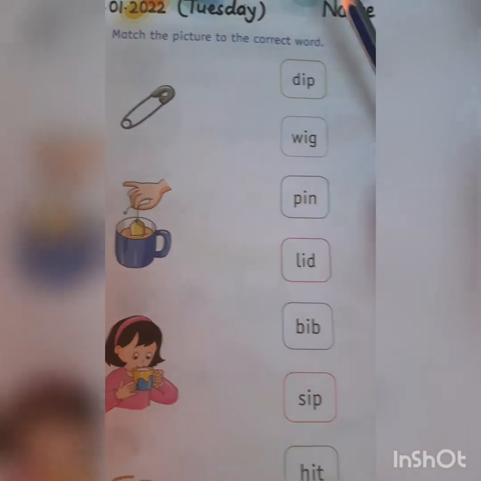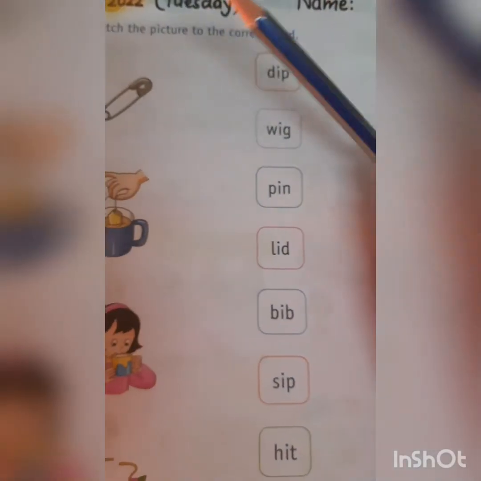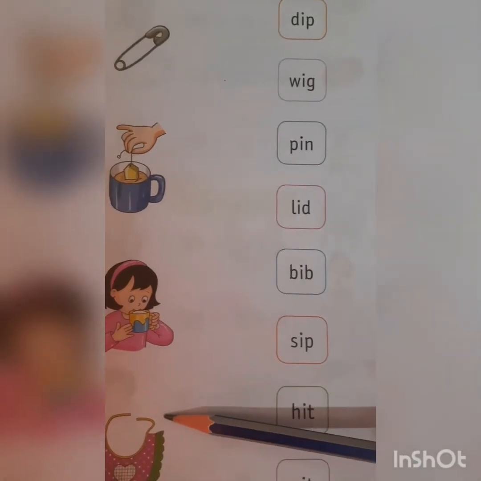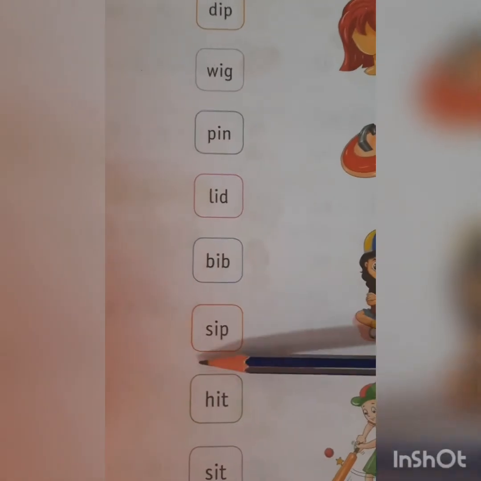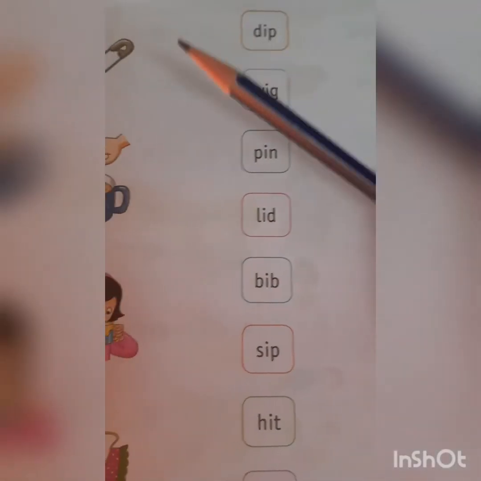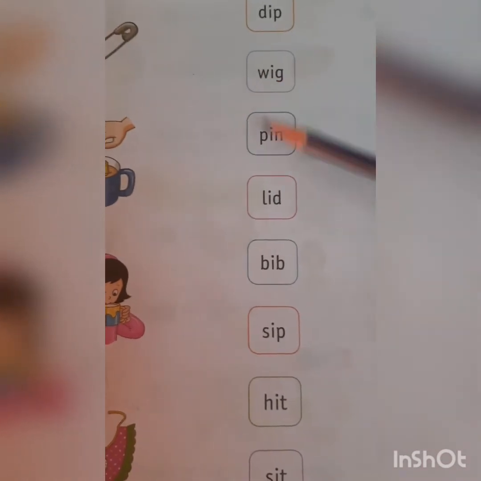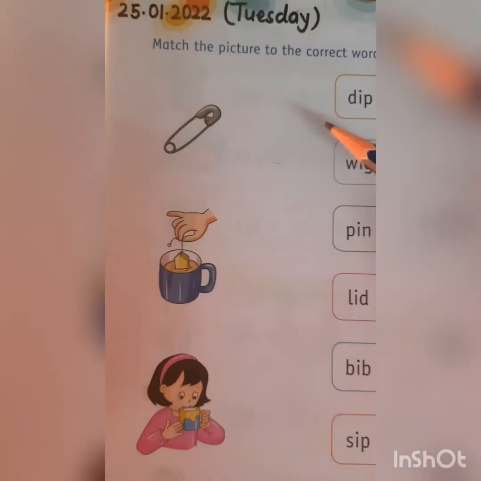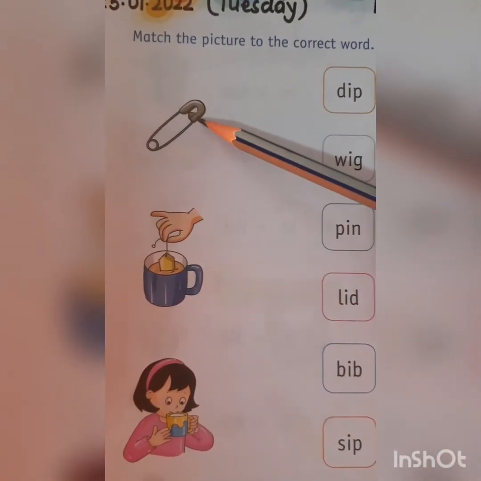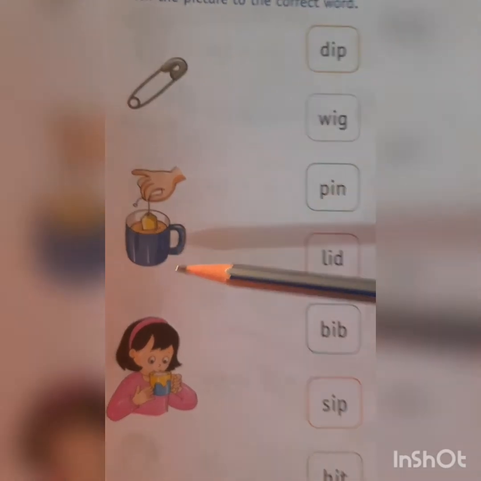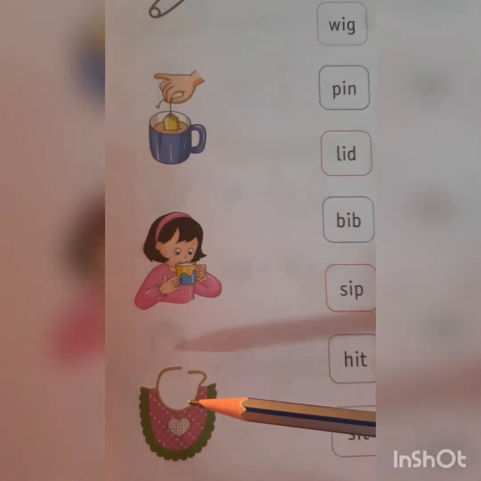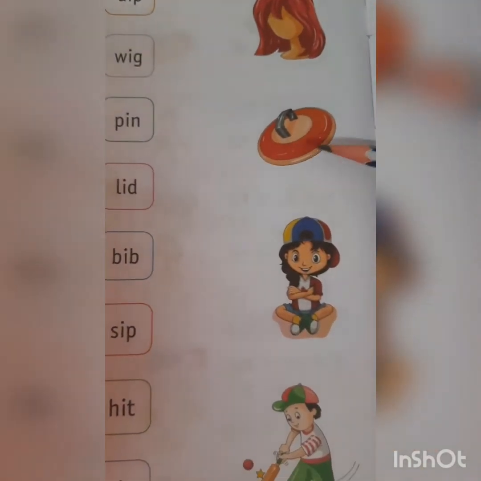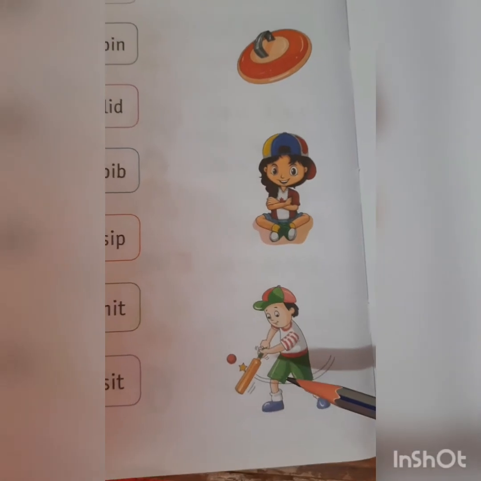So here you have to write your name. Okay, and what is your worksheet, children? Match the picture to the correct word. So here are the pictures, children, and the words with vowel I. Now first we have to recognize the pictures, then we have to read the words and then match them correctly. Okay? So children, what is this? This is a pin, dip, sip, bib, wig, lid, sit and hit.